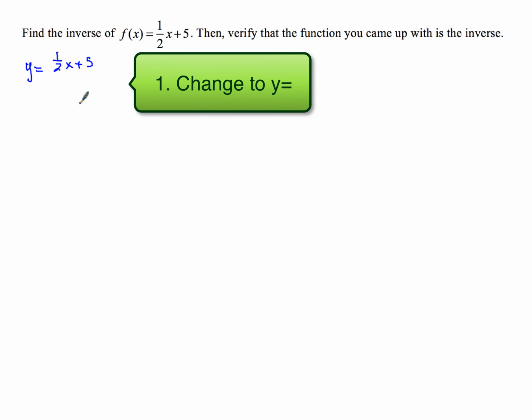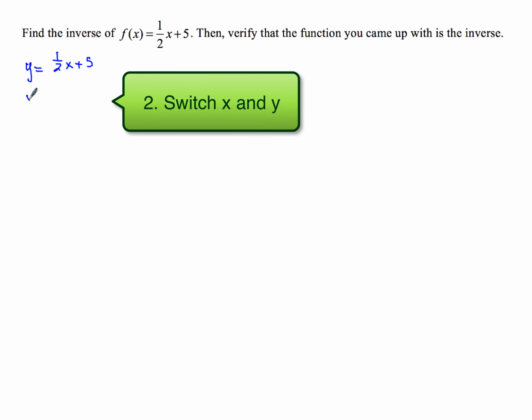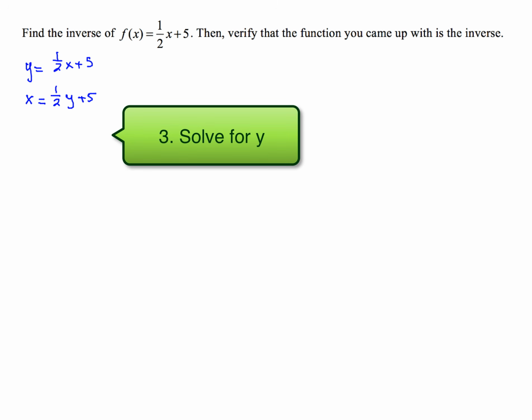Now the second step, after we write it as y equals, we're going to switch the x and the y. So the x is going to go on the left where the y was. We'll have x equals 1/2 y plus 5. That's it, the big switch. Third step, solve for y. So we're going to start by subtracting 5 on both sides. So we'll have x minus 5 equals 1/2 y.